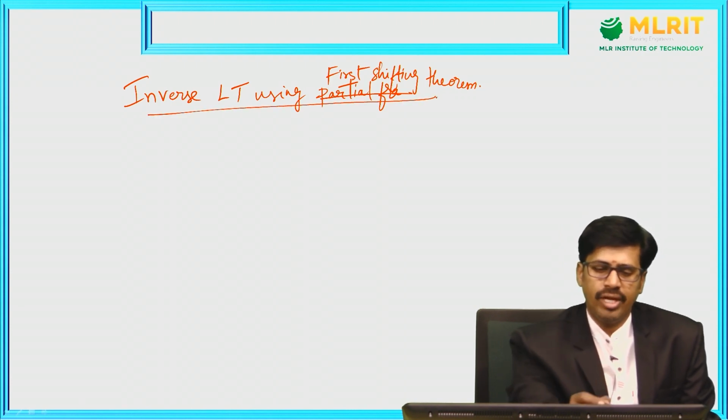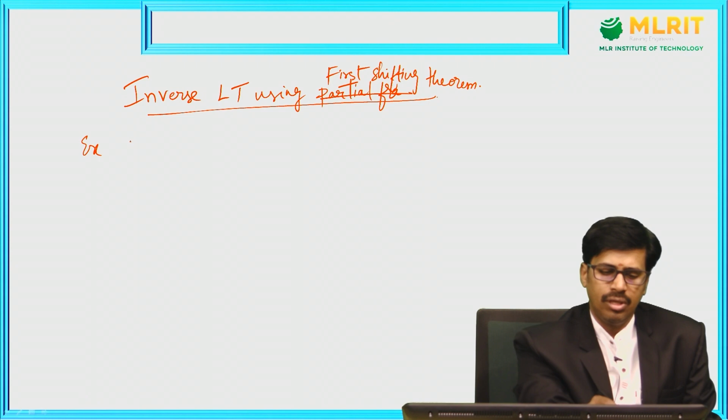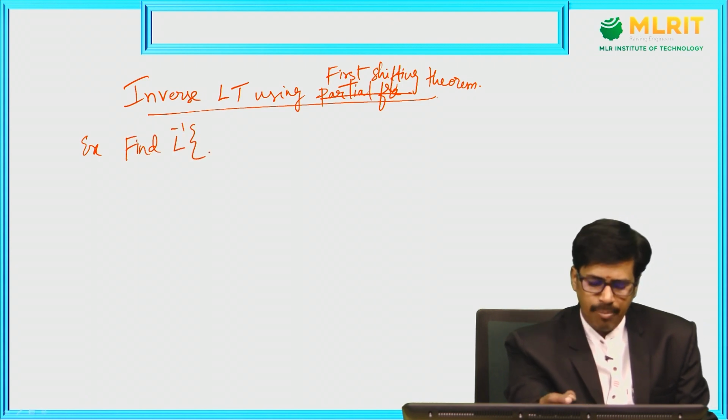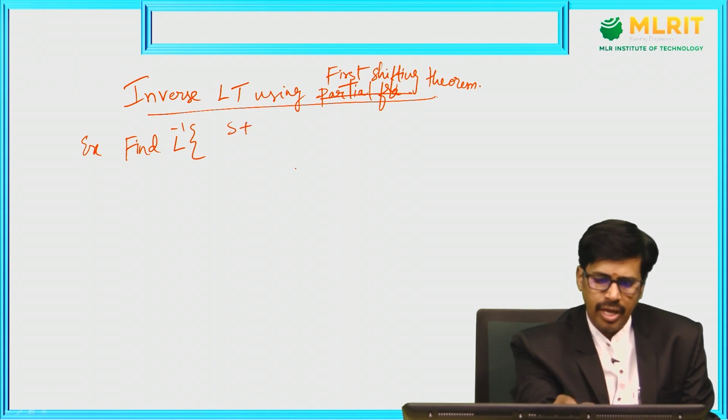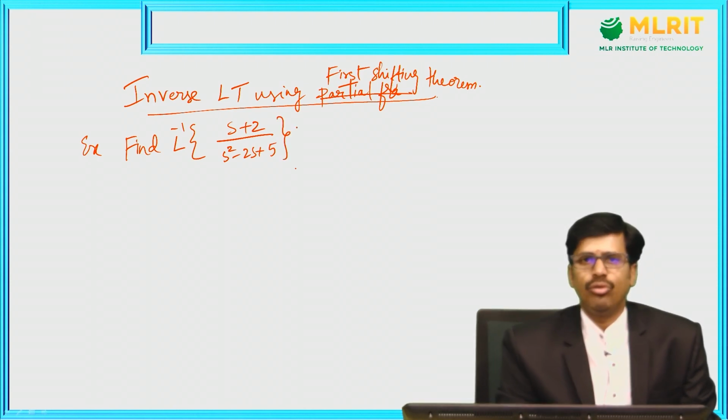Let us solve this one example. Find the inverse Laplace of (s + 2) upon (s² − 2s + 5). We will solve this using inverse Laplace using first shifting theorem.